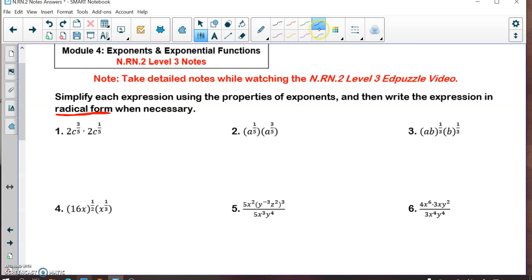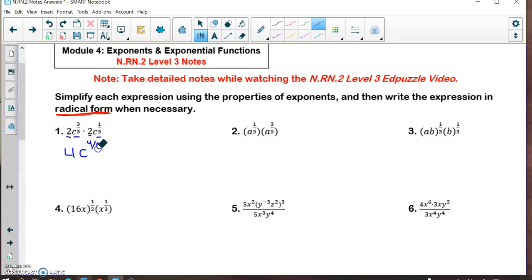This is going to apply everything that we learned in the exponents unit, and it could apply what we've learned in the radical unit, or the radical lessons. So, number 1, we're going to multiply the coefficients. A 2 times a 2 is a 4. And then we multiply our c's. A c to the 3/5 power times a c to the 1/5 power. We keep our c, we add our exponents. A 3/5 times a 1/5 is a 4/5.